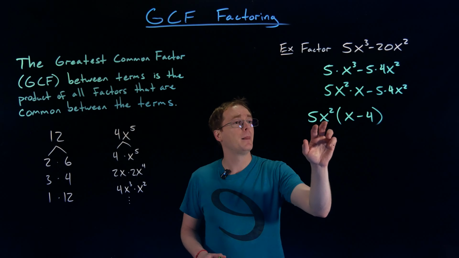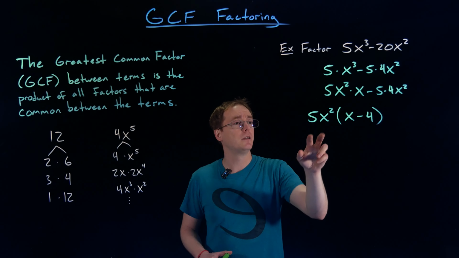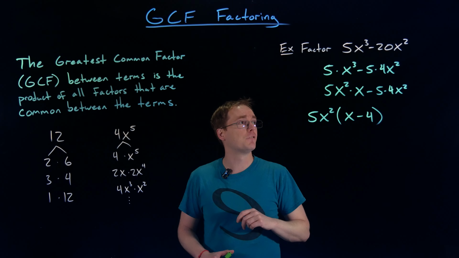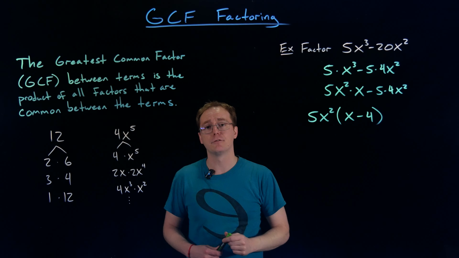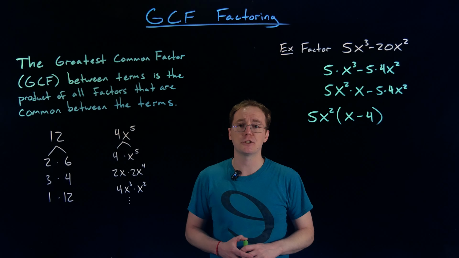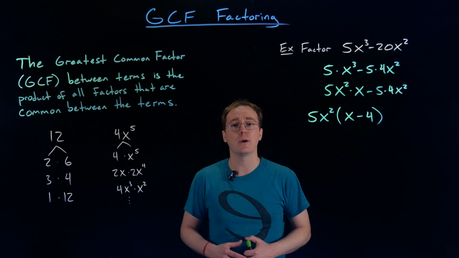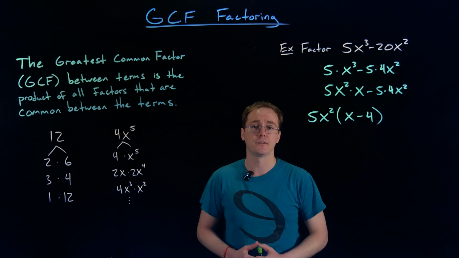Remember, we can always check our work by using that distributive property, expanding, and just multiplying stuff back together. 5x squared times x gets us back to 5x cubed. 5x squared times negative 4 gets us back to negative 20x squared. So we have this nice factored form of our original expression, and this is really helpful later on, especially when we start trying to solve equations involving these expressions.